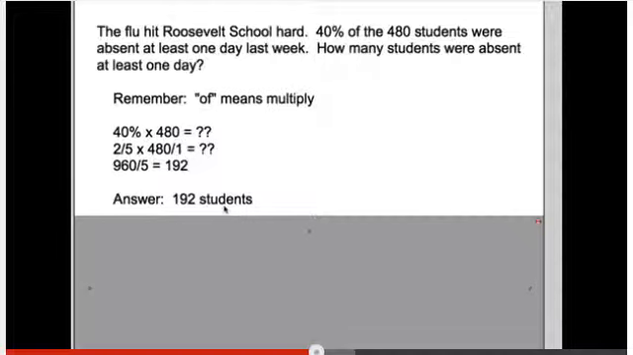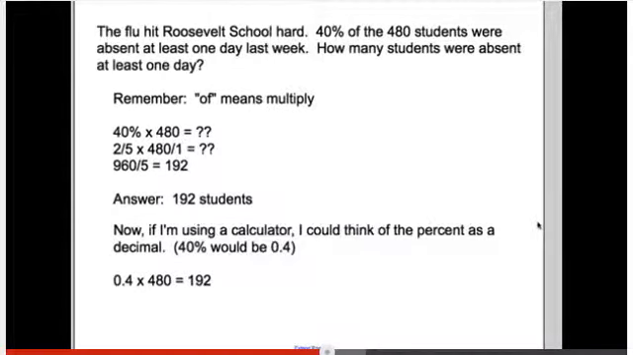Now, that's how you figure it out if you are not allowed to use a calculator. But let's talk about if you're allowed to use a calculator. And if you are allowed to use one, by all means, use it. It's really easy. If I'm using a calculator, I could think of the percent as a decimal. 40% would be 0.4, right? Because it would be like 0.40, but I don't really need that.